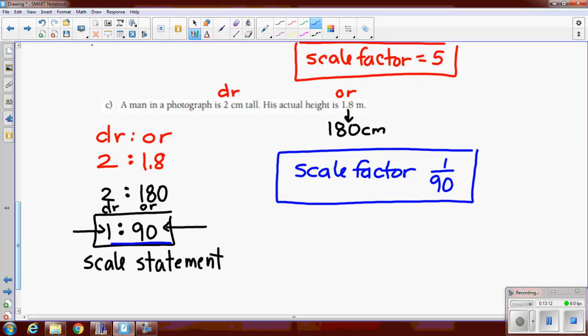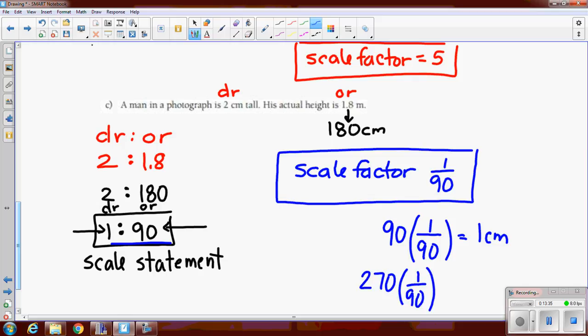So for example, a simple calculation, if we said his arm is 90 centimeters long, and I multiply that by 1/90th in my calculator, that would end up being 1 centimeter on the actual picture. If something was 270 centimeters long, if I multiplied it by 1/90th, that would mean in the photograph it would be 3 centimeters. So the scale factor is something we can multiply by to get how big it would be in the picture.